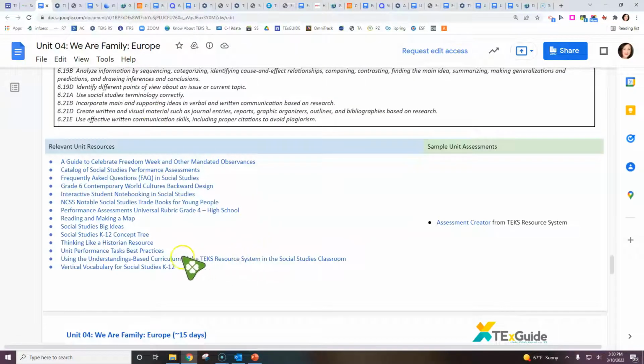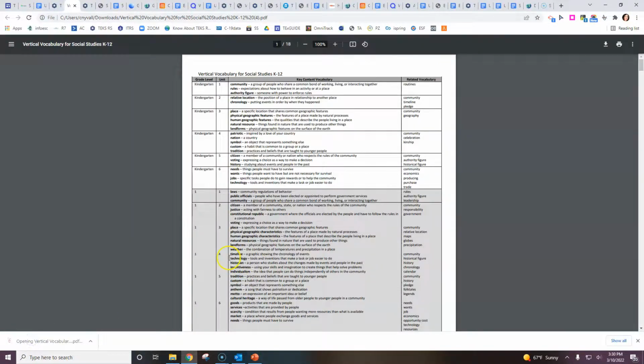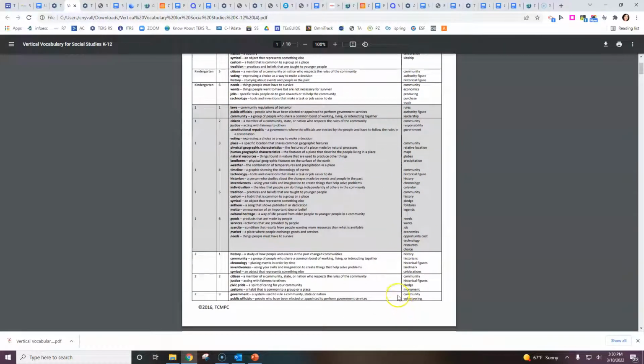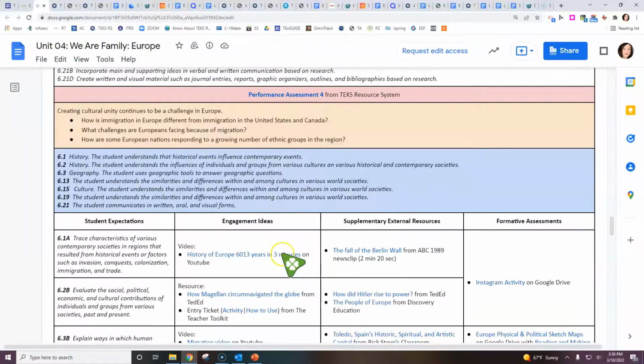Another I see that deals more with the content of the unit is this vertical vocabulary document. This document helps me as an educator understand when vocabulary is introduced to my students so that I can look for ways to reinforce their understanding of that vocabulary that is so key to them understanding what they're learning.